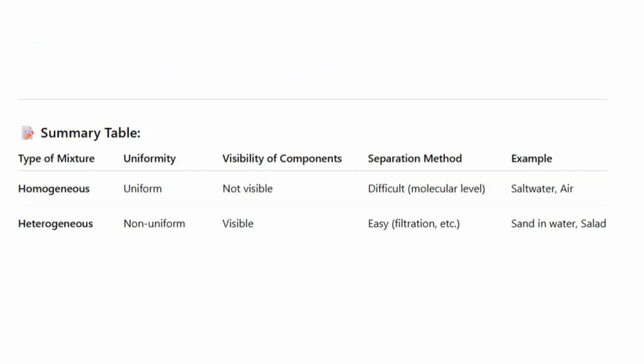Summary table. Type of mixture, uniformity, visibility of components, separation method. Example. Homogeneous, uniform, not visible, difficult. Molecular level. Saltwater, air. Heterogeneous, non-uniform, visible, easy. Filtration, etc. Sand in water, salad.